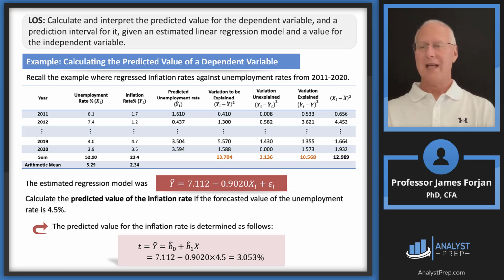And we're going to say something like the predicted value for the rate of inflation is 3.053%. This seems to me like a standard stats question that my quantitative professors ask at my institution. This sounds like a great exam question for you guys in preparing for your level 1 exam. So know how to do that. I mean, this is super easy stuff.